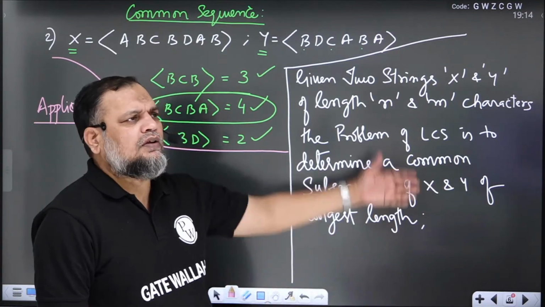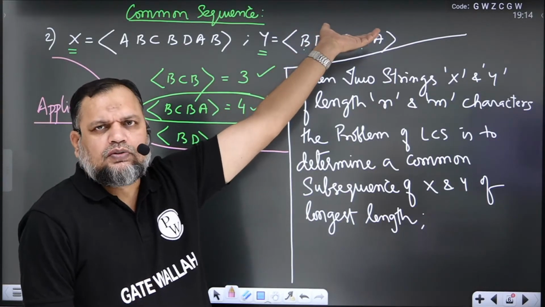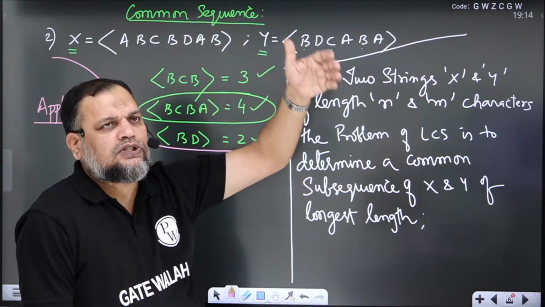Yes, you can have many subsequences of length 4. Why not? BCBA is there and there. BDBA is also there. You can have multiple subsequences of longest length. Why not?